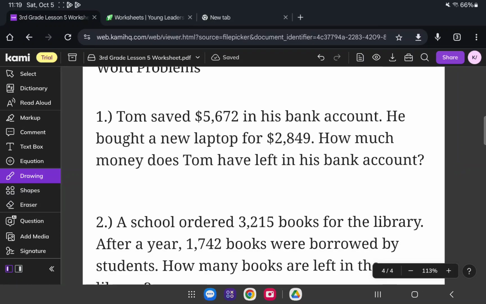Okay, for this problem, it says that Tom has $5,672, but we're going to subtract that because he bought something. So that costs $2,849. When we subtract that, 12 minus 9 is a 3, 6 minus 4 is 2, and then we make that a 16. 16 minus 8 is 8, and then 4 minus 2 is 2. So Tom has $2,823 left.